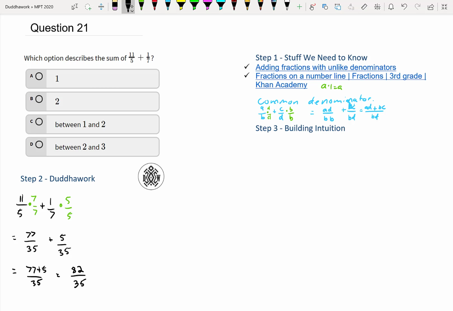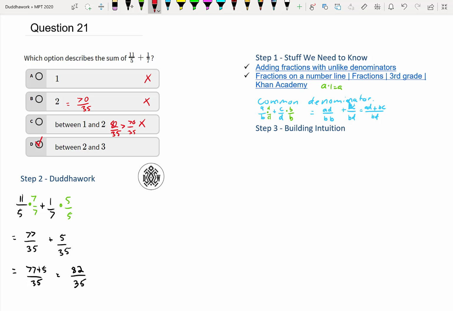Now, it's not 1. It's definitely not 1, right? So we can definitely say it's not 1. It's not 2, because then that would be 70 over 35, that's equal to 2. So it's just a little bit over 2. As a result, it's not between 1 and 2, and it has to be between 2 and 3. So I'll just write 82 over 35 is greater than 70 over 35. And that's why we know it's this one. So we're done. We found the answer.